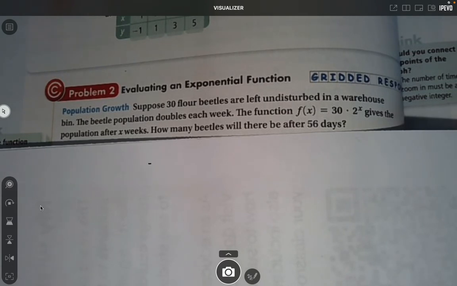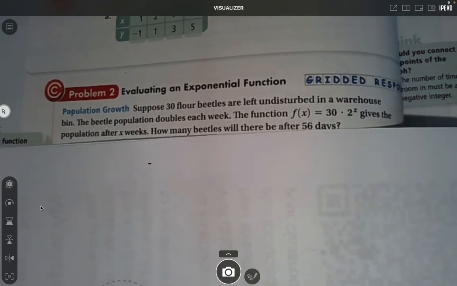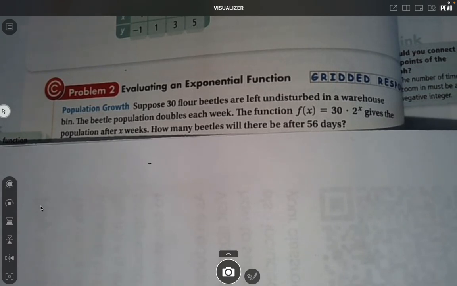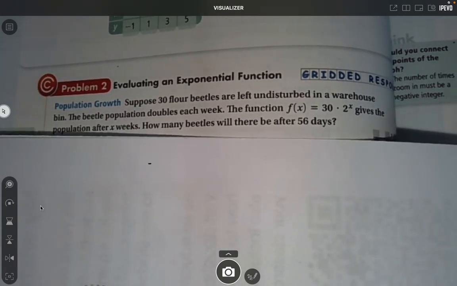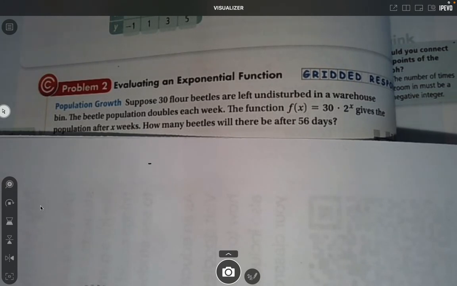So it says there are these beetles in this warehouse, and the beetle population is doubling every week. So they give us this equation, and this is what they learned yesterday. This is the starting amount. I don't know that we have to know that yet. We'll eventually get to it. And then this number 2 means it's going to grow. If that number is bigger than 1, it's going to get bigger. If that number's between 0 and 1, it's actually going to decay. I don't know if we have to know that yet, but this means it's doubling.